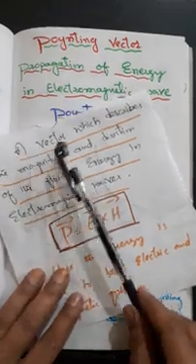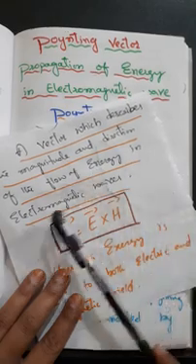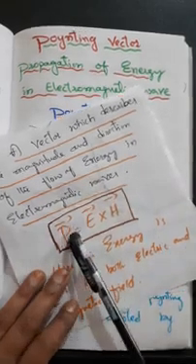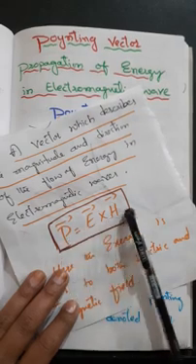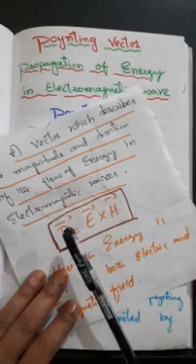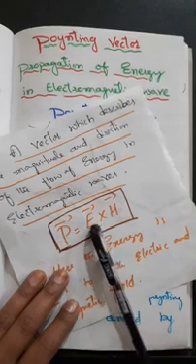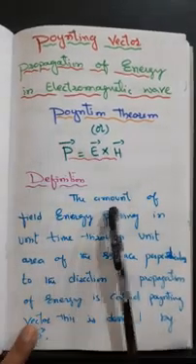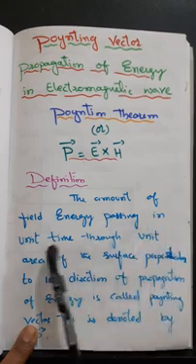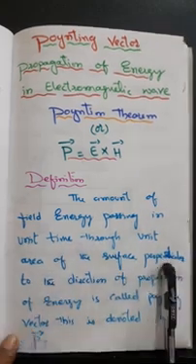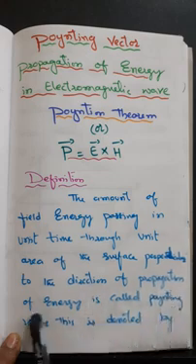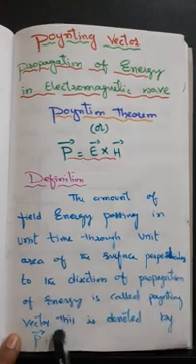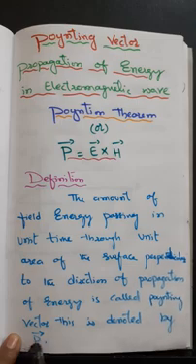The definition of the Poynting vector is a vector which describes the magnitude and direction of the flow of energy in electromagnetic waves, and it is represented by P is equal to E cross H, where the Poynting vector or the energy flow is perpendicular to both electric field and magnetic field. The amount of field energy passing in unit time through unit area of the surface perpendicular to the direction of propagation of energy is called the Poynting vector, and it is denoted by the letter P.